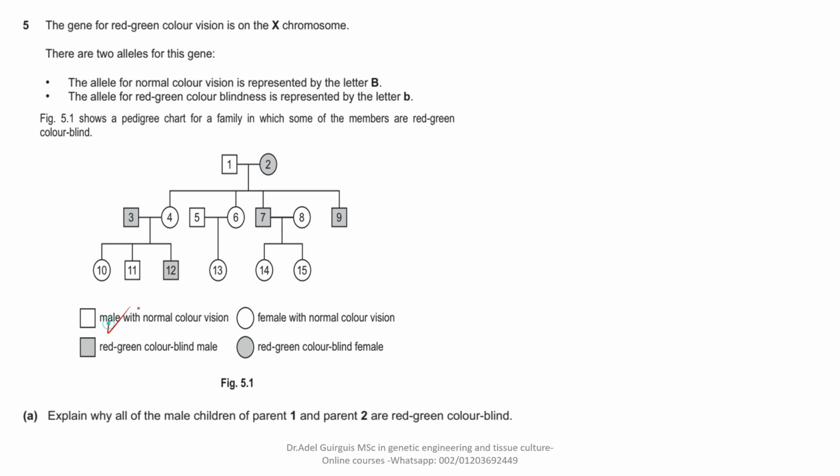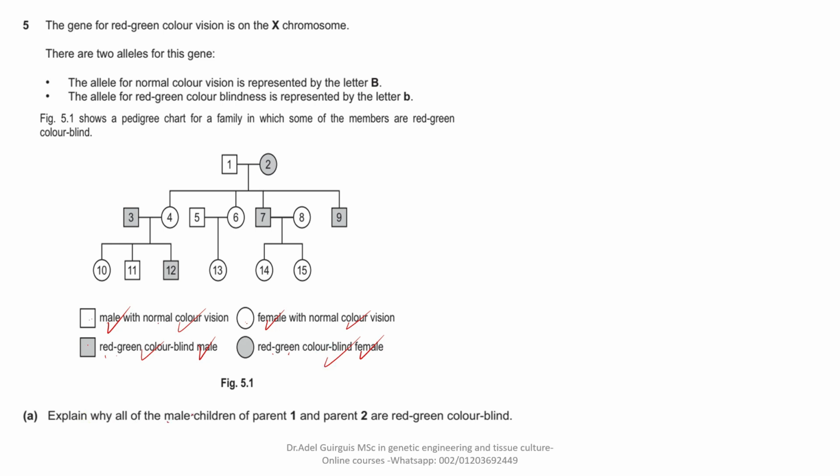Squares are for male, a circle for female. A plain square is for normal color vision, and a shaded square is for a red-green color blind male. Here also the same for female: female is a circle, a white or non-shaded circle for a female with normal color vision, shaded for red-green color blind.